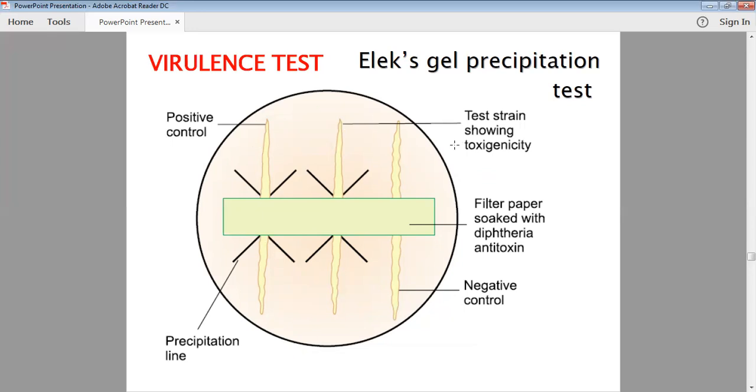This is the positive strain. This is a negative strain, non-toxigenic. And this is an isolated strain from the patient.